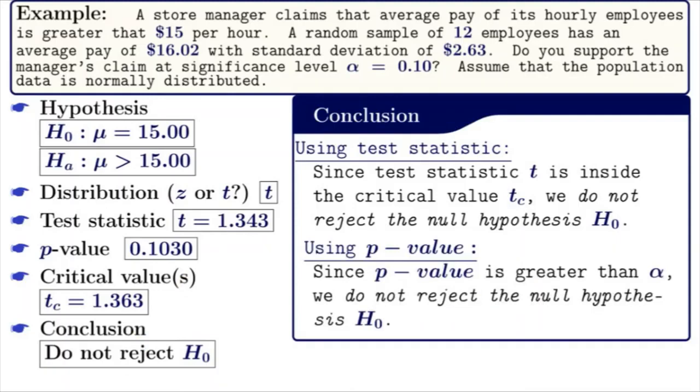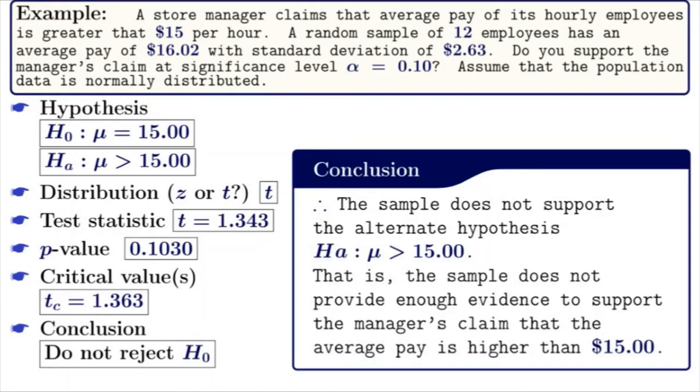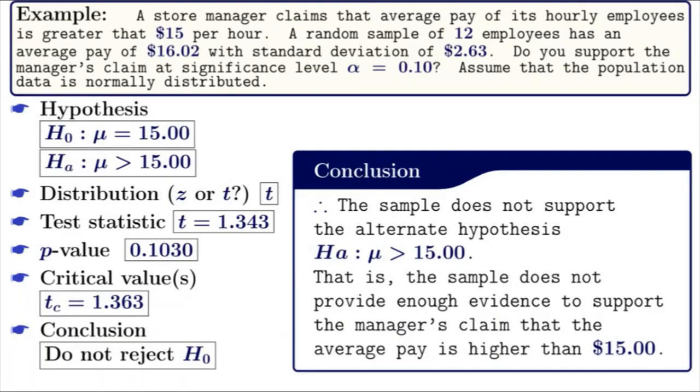Similarly, using p-value also, we can derive the same conclusion. Here, p-value is 0.1030, which is greater than alpha of 0.10, so we do not reject null hypothesis. Finally, we can say that this particular sample does not support the alternate hypothesis. That is, the sample does not provide enough evidence to support the manager's claim that the average pay is higher than $15. We can easily find test statistic and p-value using calculators.